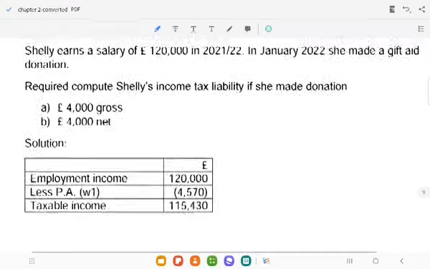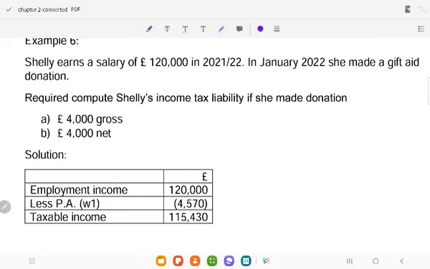First, you need to consider her salary, which is 1,20,000. In order to calculate the adjusted net income, you have to deduct the gross contribution to the Gift Aid donation from your total income, and it will be 1,16,000 now, right? Remember that if your adjusted net income is between 1 lakh and 1,25,140, you have to adjust your personal allowance.